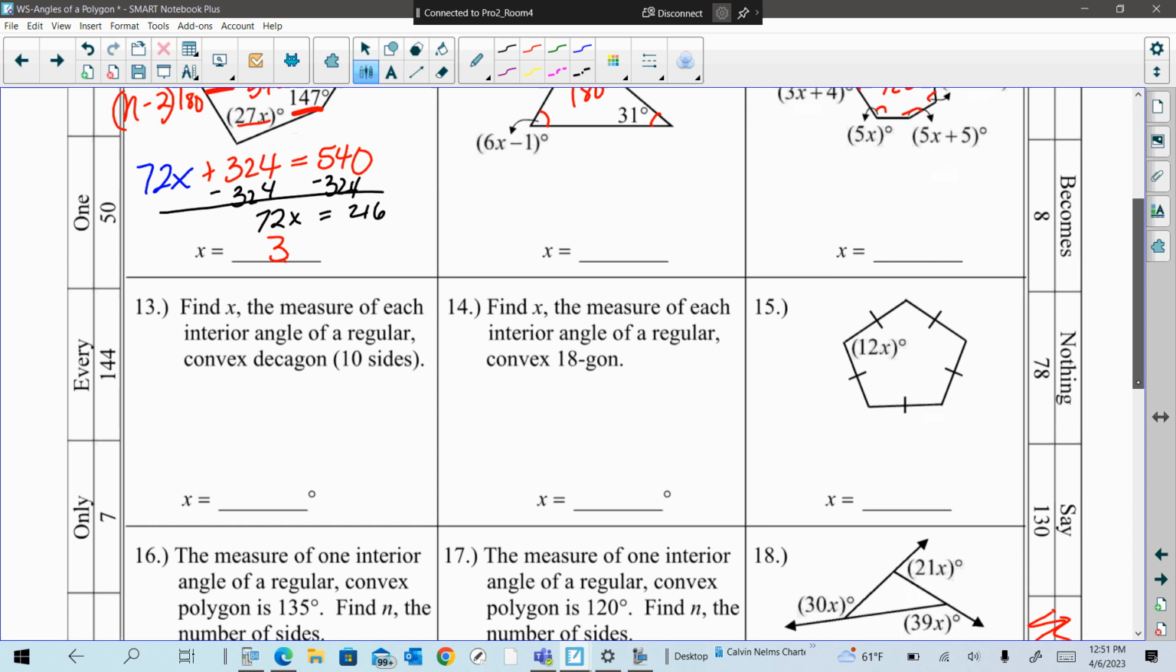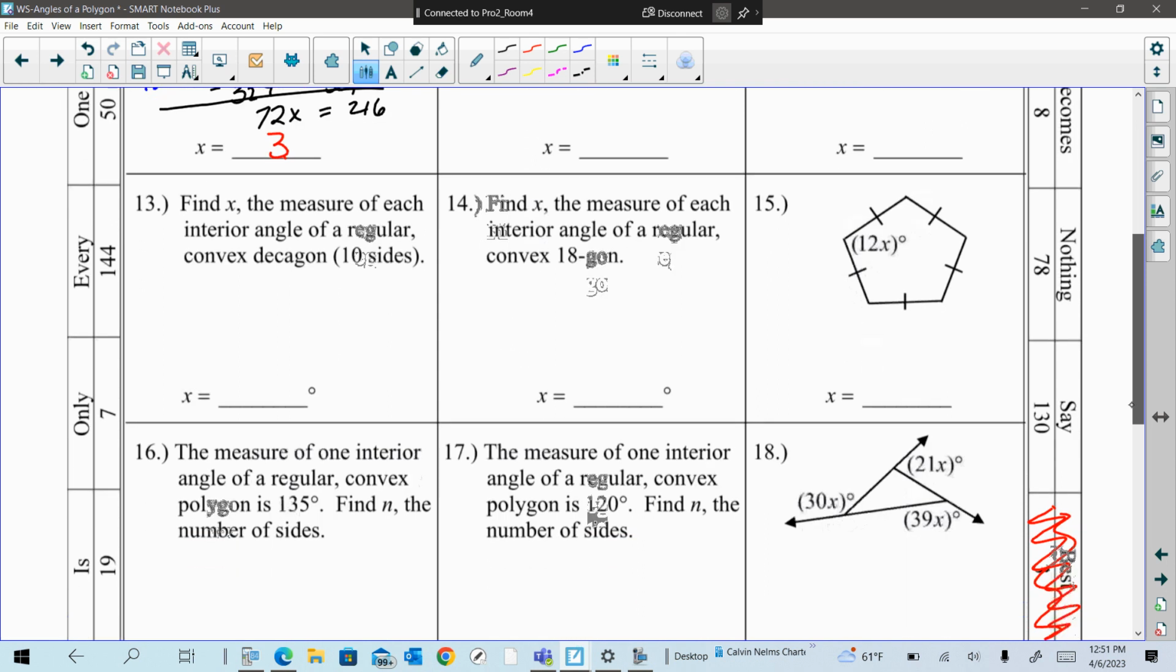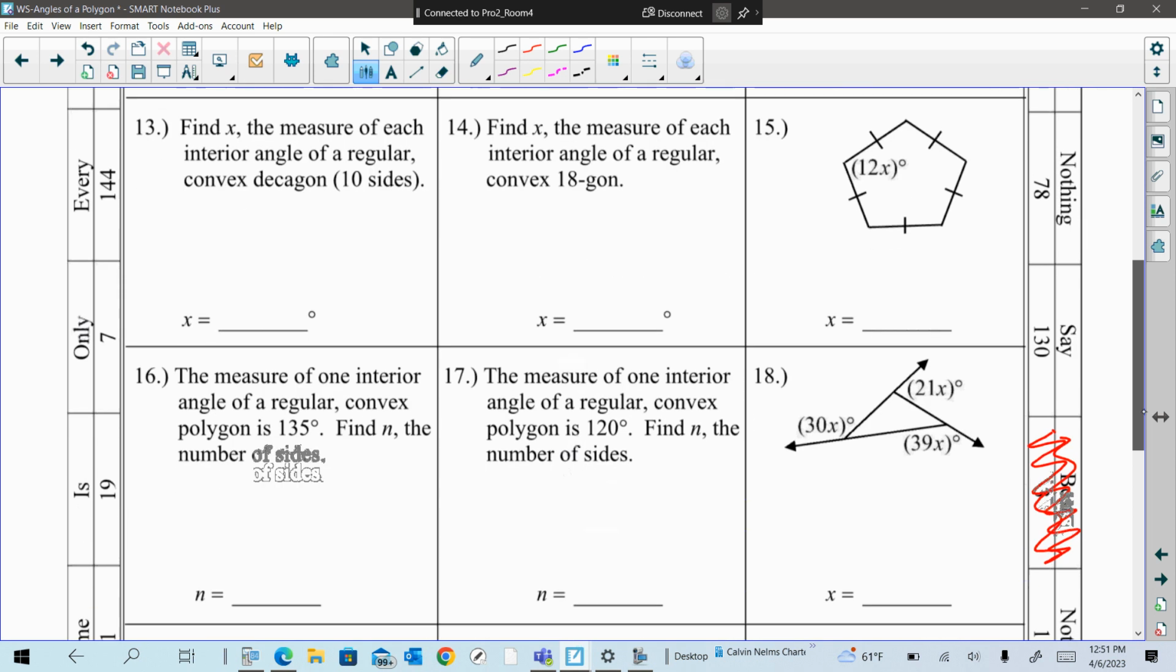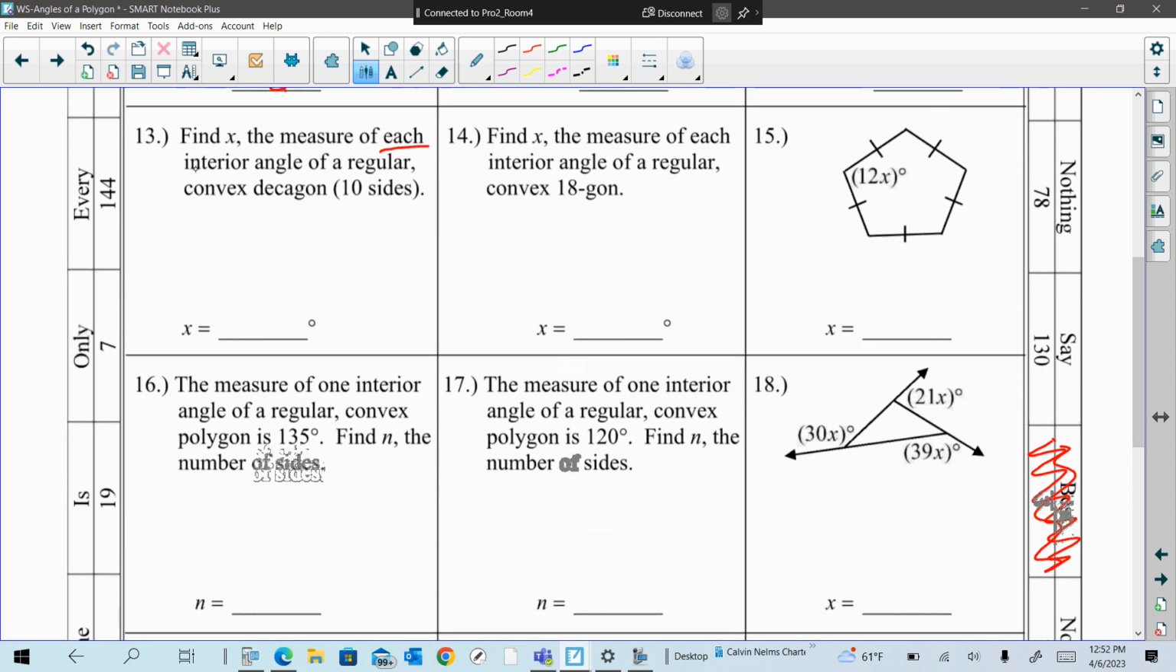Now, when you get to 13 through 15, they want the measure of each interior angle. Find the measure of each interior angle. This is a regular polygon on 15 because I see all these tick marks. So basically, each angle is going to be the same. You still need to find one angle so you can solve for x. To find each angle, you do n minus 2 times 180, but then you divide by n.